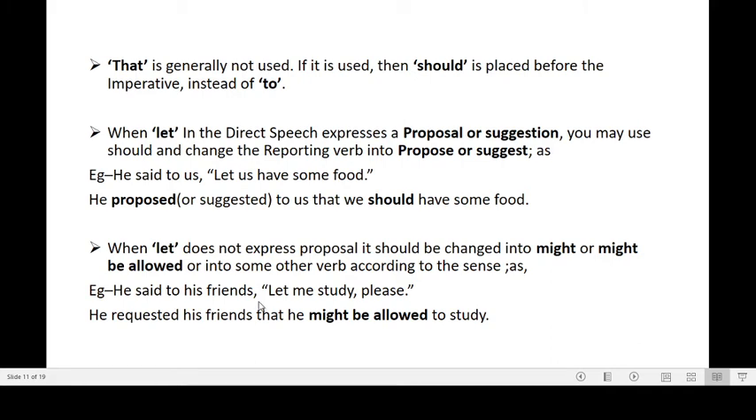In an imperative sentence starting with let, if it expresses a proposal, then the reporting verb should be proposed or suggested. That should not be used, and should be used. And if the sentence starts with let but it does not express any proposal or suggestion, then we have to use the word that along with the request or whatever the sentence conveys. That sense has to be suggested with the word, and then we should use might be allowed or might.